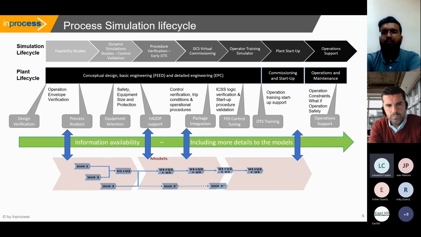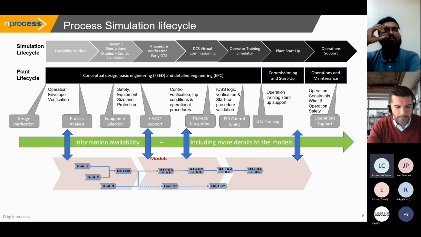But this implies that we're going to make, for example, 3 or 4 revisions of the ICSS database, right? And this allows us, at the end, when we want to make the OTS startup, to have already made so many verifications in the early phase that we have much more time to finalize it and be able to start training, right?